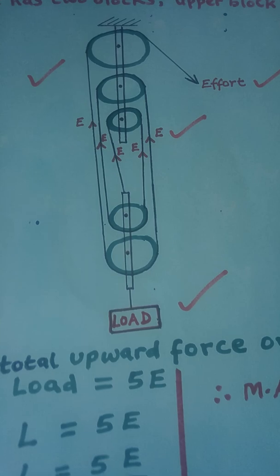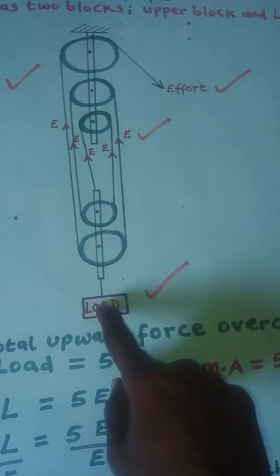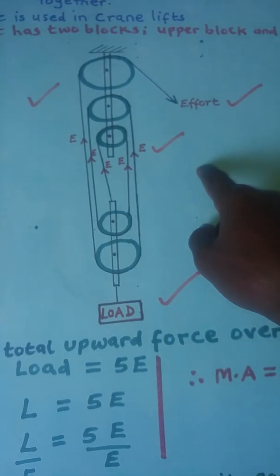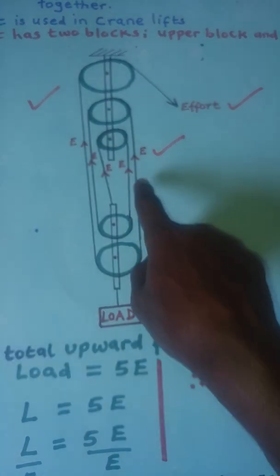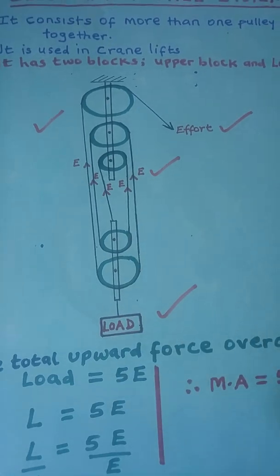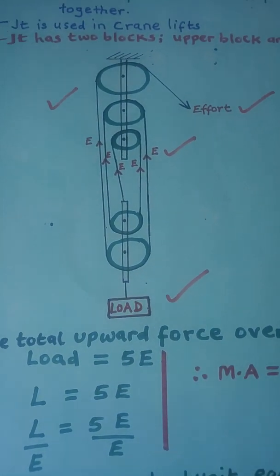Let's go back to the diagram. The load is this one. How many strings are supporting this load? Supposing you cut these strings here, like this, what happens to the load? It falls down, which means this load is supported by how many strings? 1, 2, 3, 4, 5. So if there are 5 strings supporting the load, then the velocity ratio is also 5.